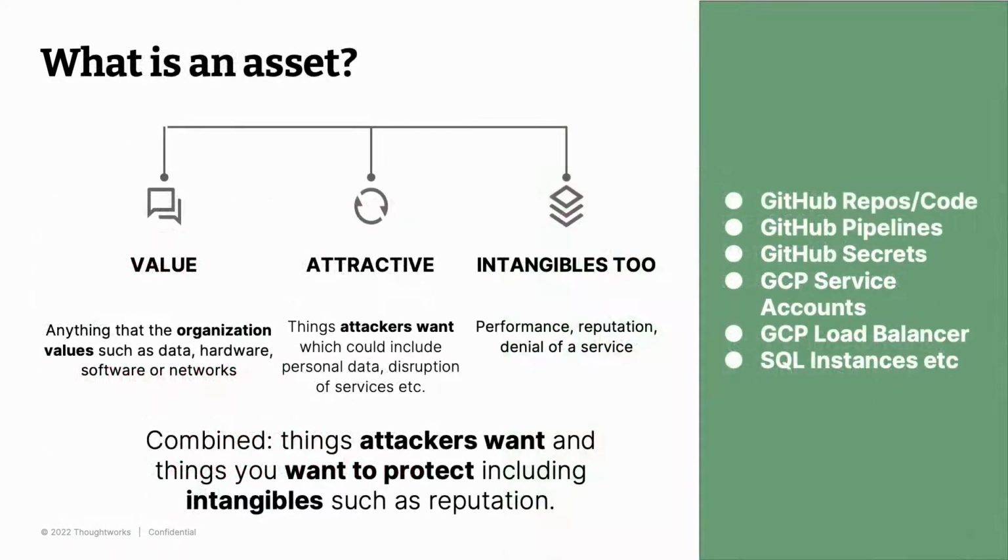So what is an asset? An asset is something that, as an organization, you want to protect, and as a hacker, you want to have. It could be something tangible, like your code, your infrastructure, your network, or something intangible, like your reputation or performance. In our case, we listed some of the assets that we wanted to analyze: our GitHub repositories, our pipelines, secrets, service account, load balancer, and the SQL instance.